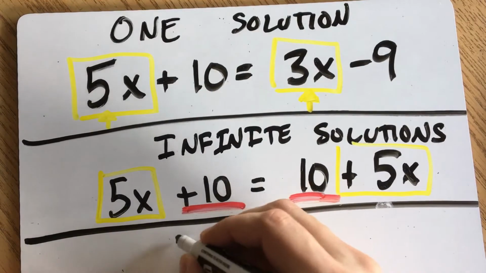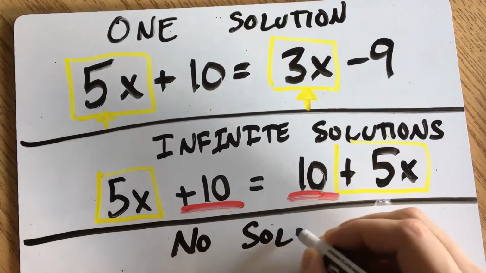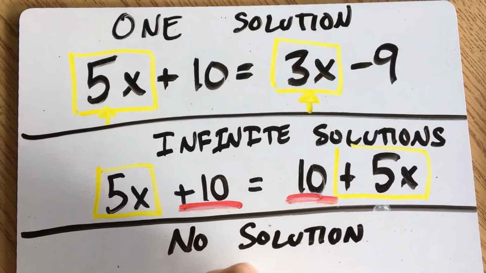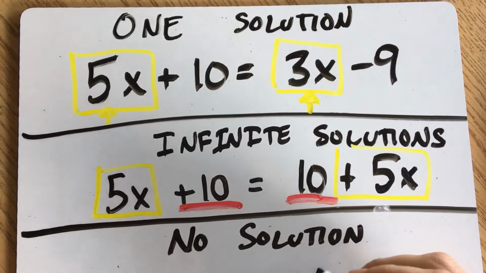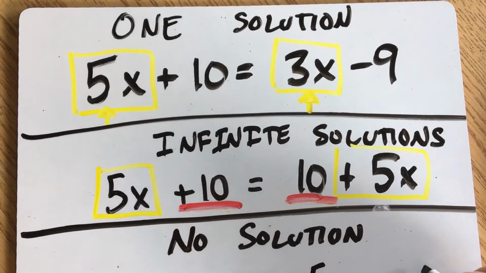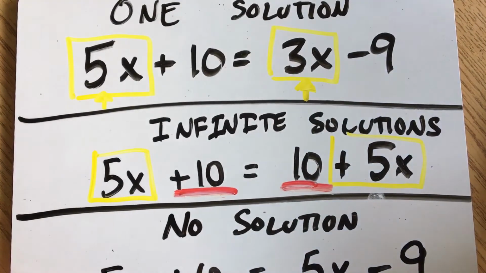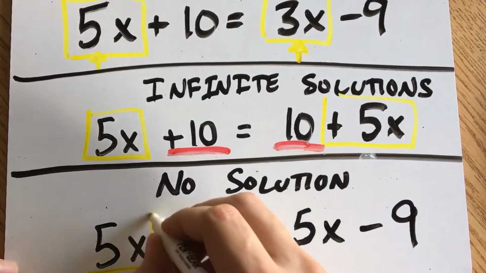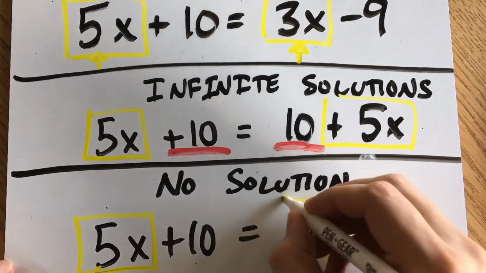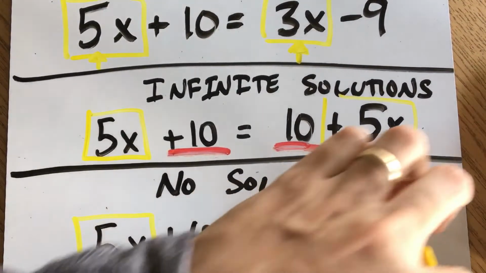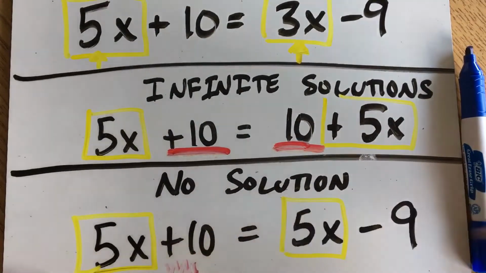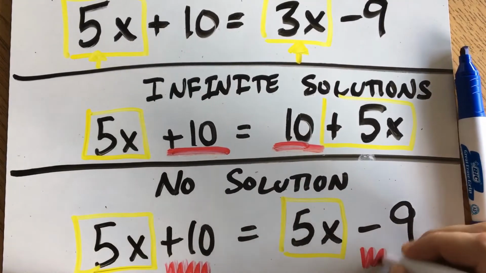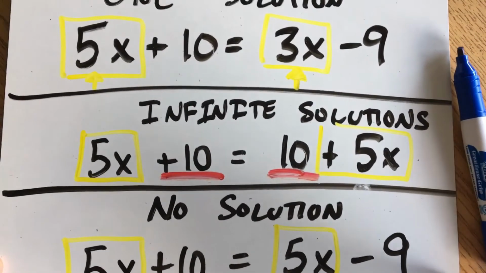And so then, what is the other scenario? No solution is the other scenario. This is where you might get something like this. Right? No solution. How is this different than what we've seen so far? When you have no solution, the variables will be the same. See this? 5x and 5x. But the constants will be different. See how this is plus 10? I keep using this marker. That's not very good. This one has plus 10, and this one has minus 9. And so this is when you say no solution.